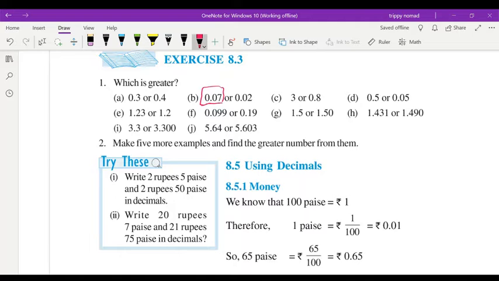Now C part, 3 or 0.8. 0 point something means the whole part is 0, and 0 is smaller than 3. So obviously you have to check the digits first of all. So 3 will be greater. And here 0.5 and here 0.0. 0.0 is smaller because at the tenth place, this 0 I am talking about, is smaller, and at the tenth place this one is greater. So which one is greater? 0.5 will be greater. I think you understood.